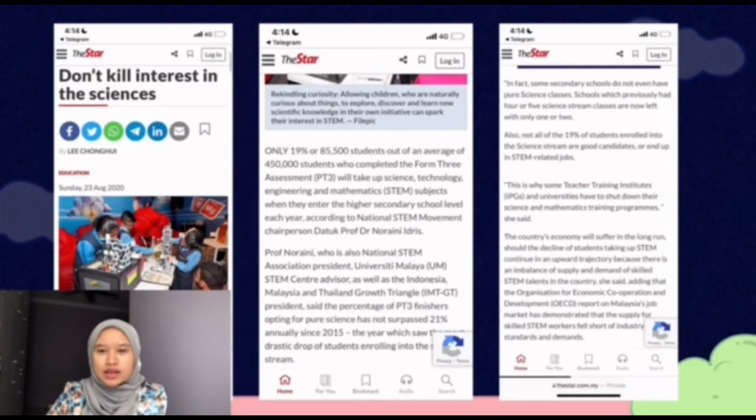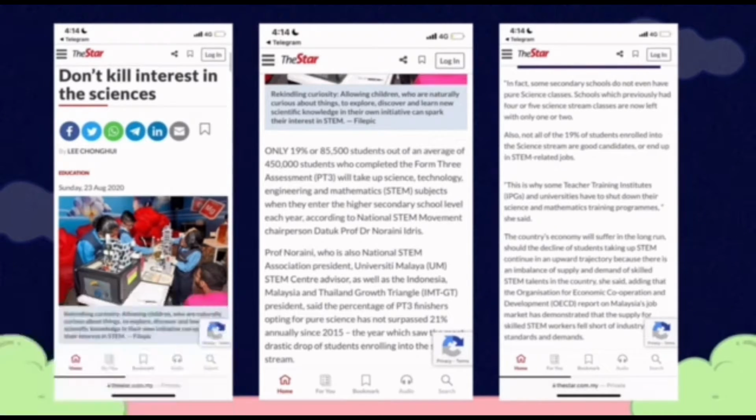And the reason this problem occurred is because of the classroom environment, which emphasizes more on learning theory and lacks exploring, and also the emphasis on the exam-oriented environment in the classroom that causes students to be bored in their science classroom, and also lack of interest, which leads to this problem.